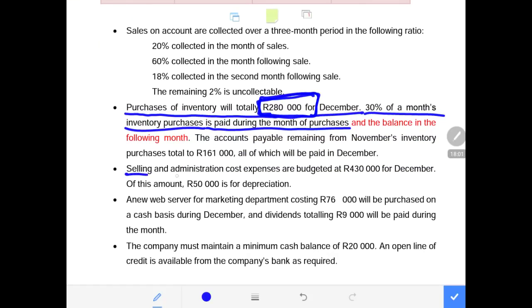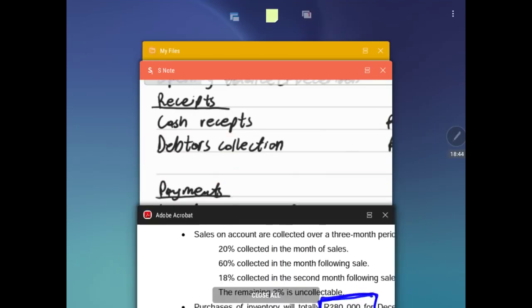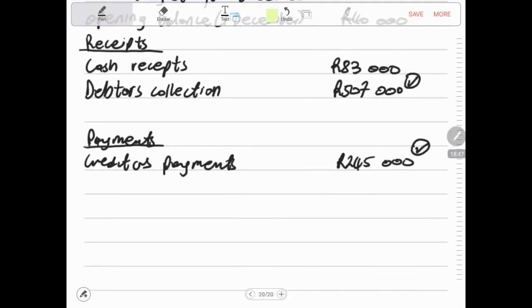Now selling and administration costs are budgeted to be 430,000 rands for December. These are the selling and admin costs that we expect to pay in the month of December, of which this includes 50,000 rands of a non-cash item called depreciation. So depreciation is included in that 430,000, meaning we need to deduct the 50,000, because depreciation is not a cash item. A non-cash item should not be recorded in the cash budget. So selling and administration costs should be exclusive of depreciation as a non-cash item.